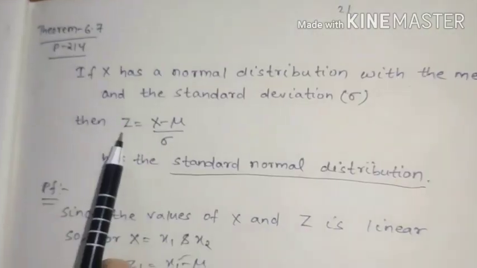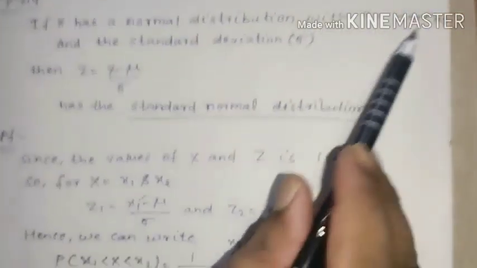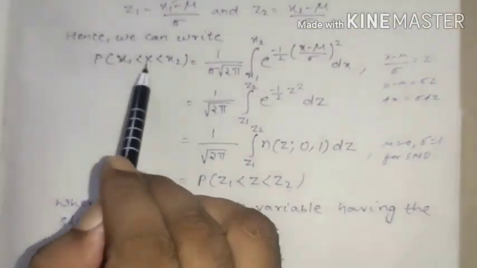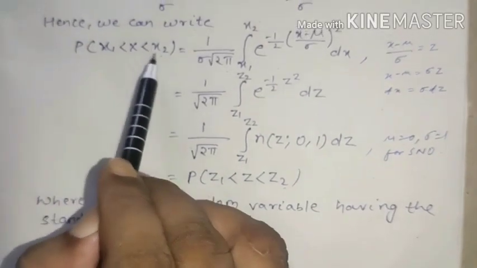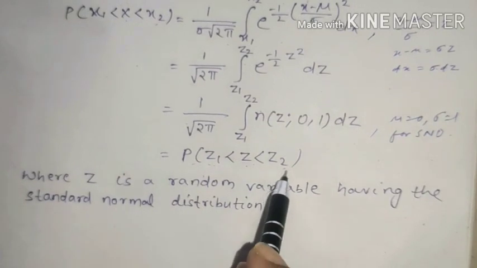Theorem: z is equal to x minus mu by sigma has the standard normal distribution if the mean is equal to mu and the standard deviation is sigma. How can you prove that? P of x lies between x1 and x2 must be equal to P of z lies between z1 and z2.